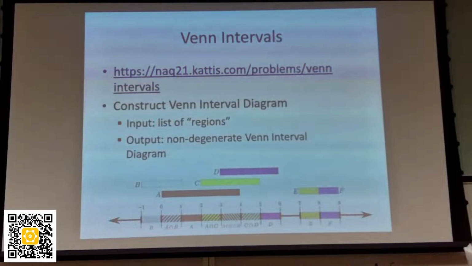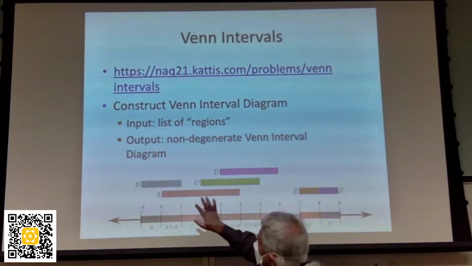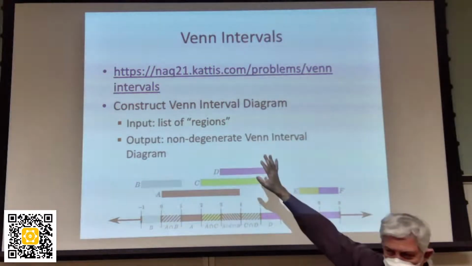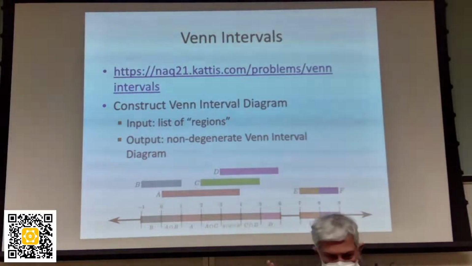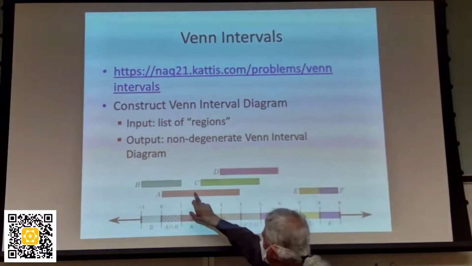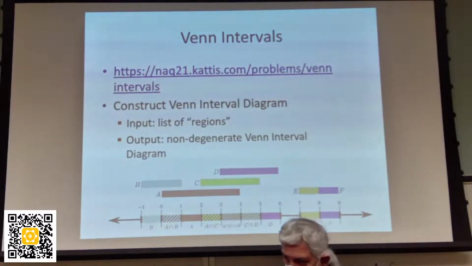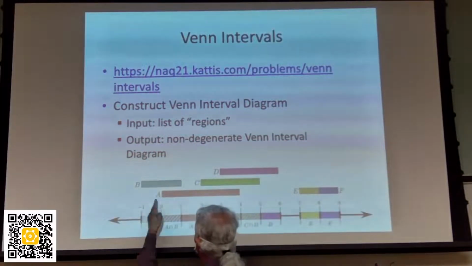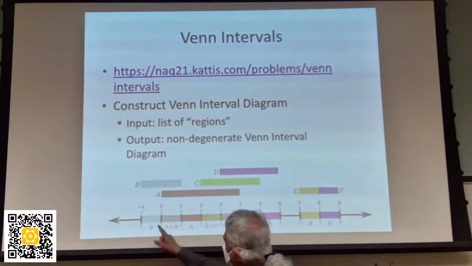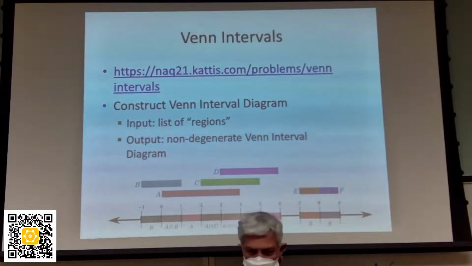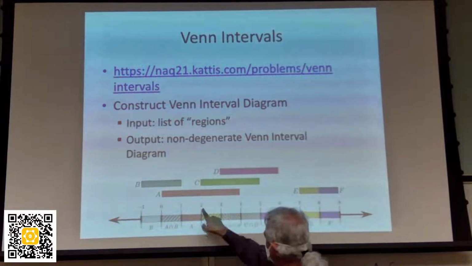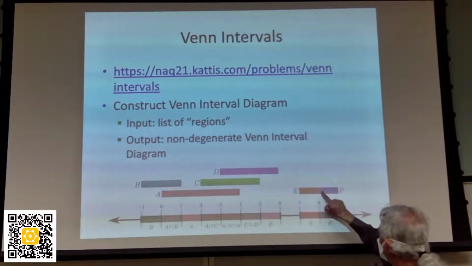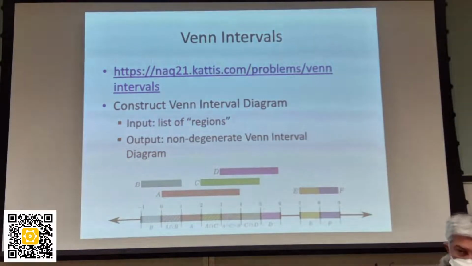The situation looks something like this. Here are some intervals. Each of these intervals, you should think of as a set. It's a set of values between -1 and +1. This is a set of values between 0 and 4. This is a set of values between 2 and 5. This is a set of values between 3 and 6. This is between 7 and 8. F is between 8 and 9. Those are all sets.